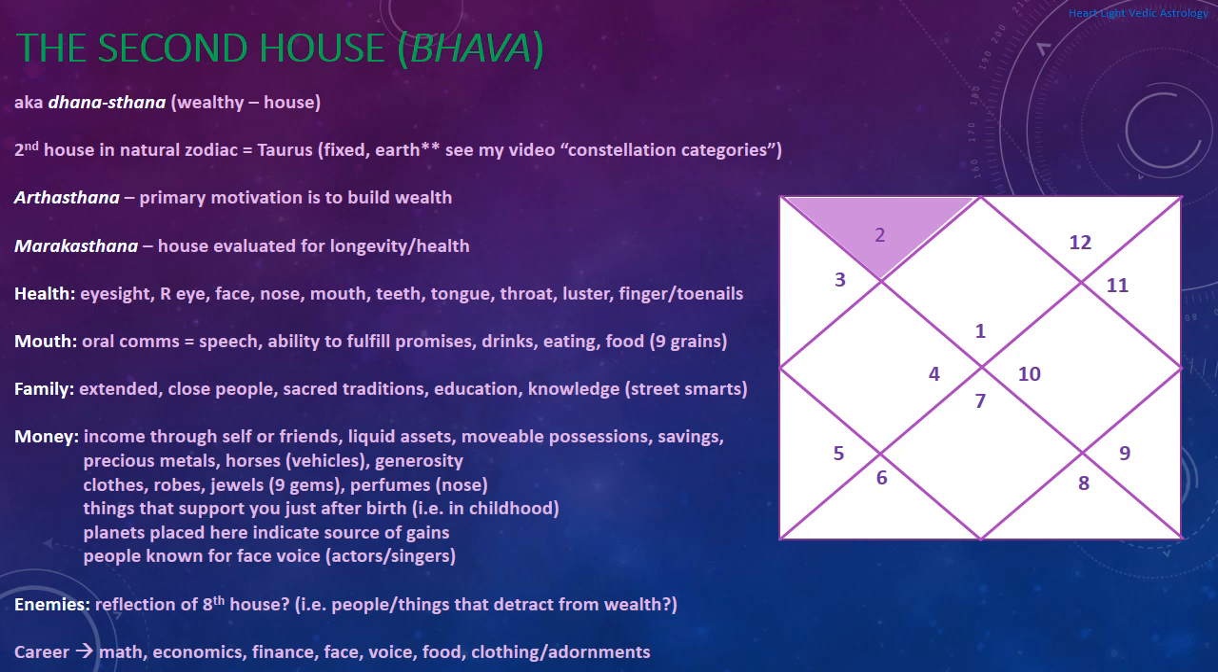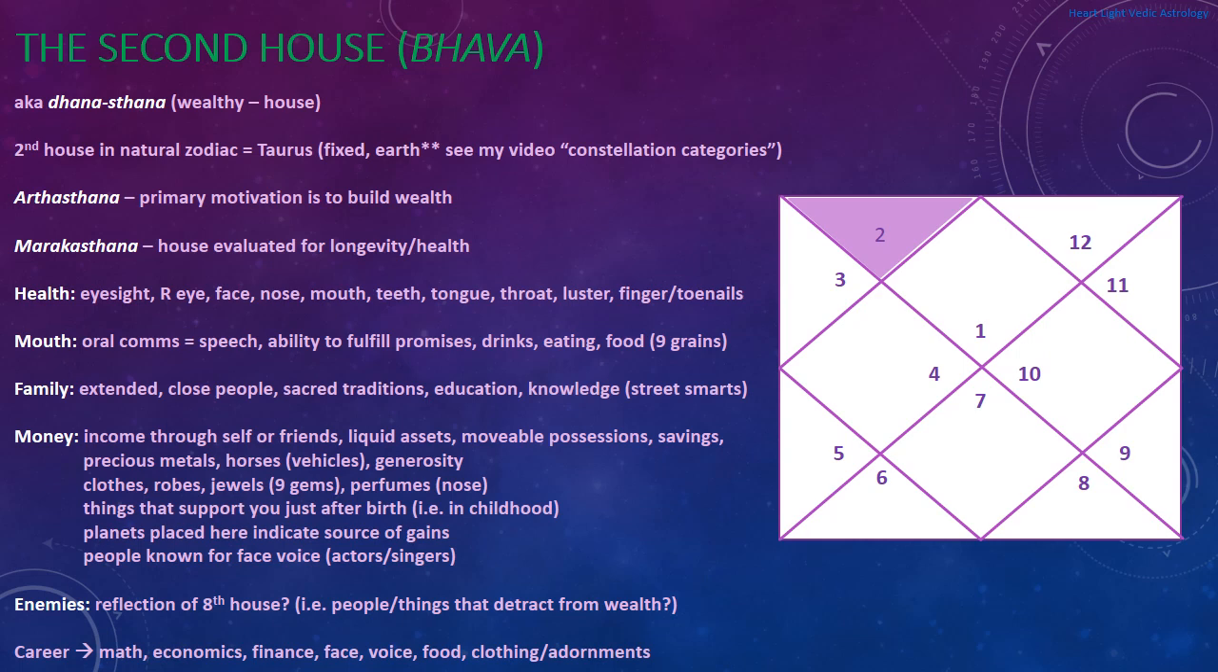The second house can also reflect enemies, and we do have usually the sixth house related to obvious enemies, and the 12th house related to hidden enemies. This may not be used as frequently, but it might be a reflection of the eighth house, which is also considered a negative house and related to things like death and bankruptcy and chronic disease and things like that. So it might be things, rather than enemies, it might be things that detract from wealth. That might be a good way to look at it.